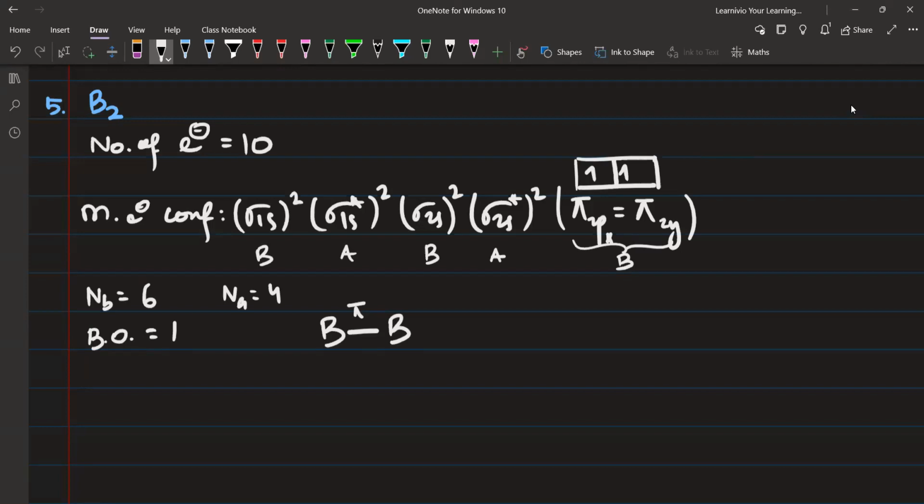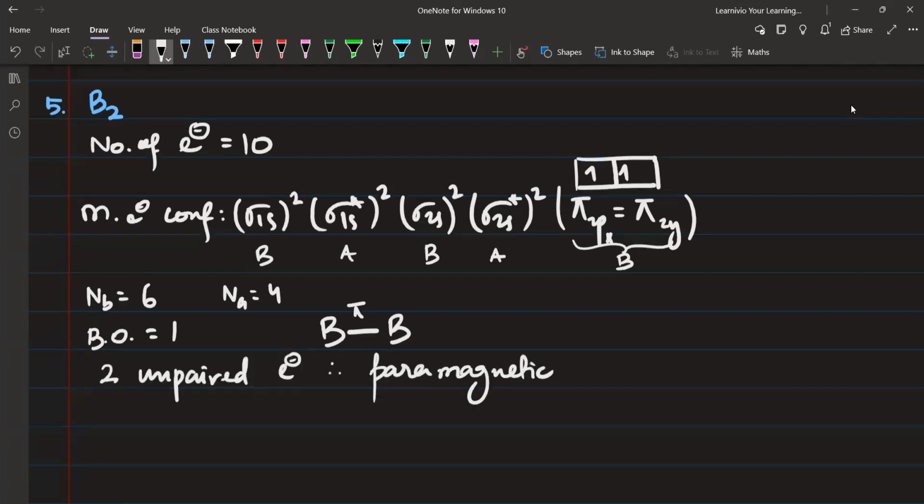This will be paramagnetic. There are two unpaired electrons, therefore paramagnetic. Can I move on? Yes or no? Please tell me. Everyone done? Please redo all of these questions again.